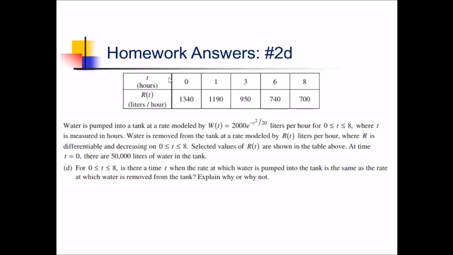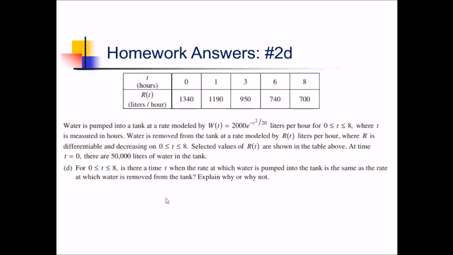If W of t and R of t are the same thing, if we subtract them, it ought to give us a value of 0. So we're basically asking the question, are we guaranteed that W of t minus R of t is going to equal 0 somewhere on the interval from 0 to 8? Let's go ahead and set up the groundwork for this kind of proof.